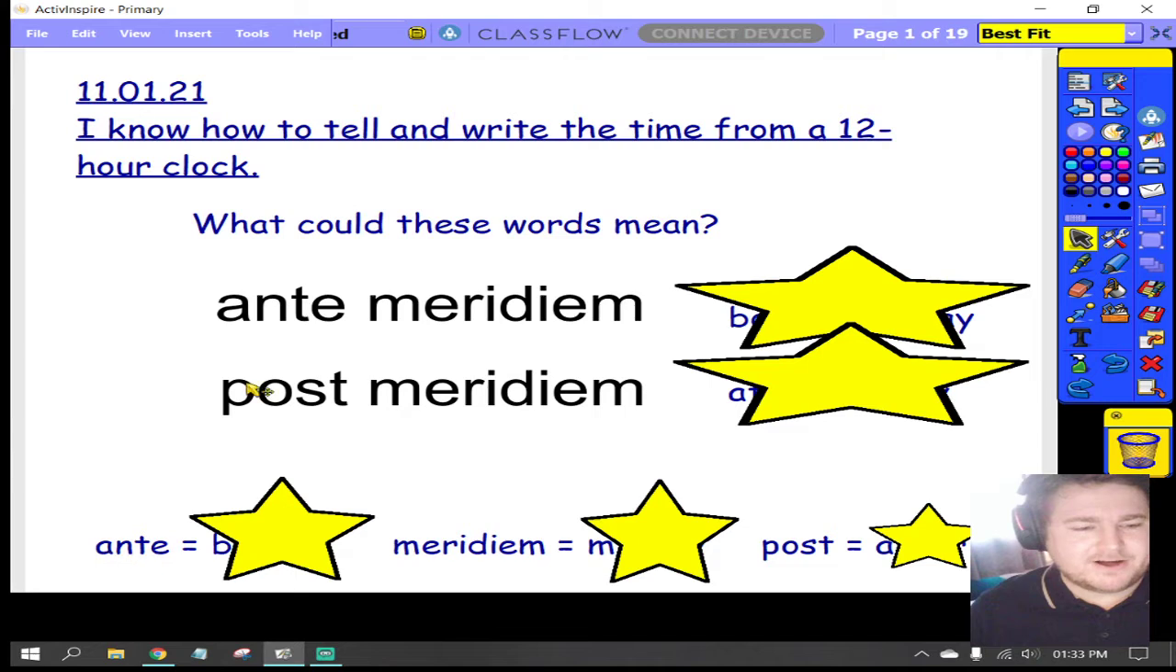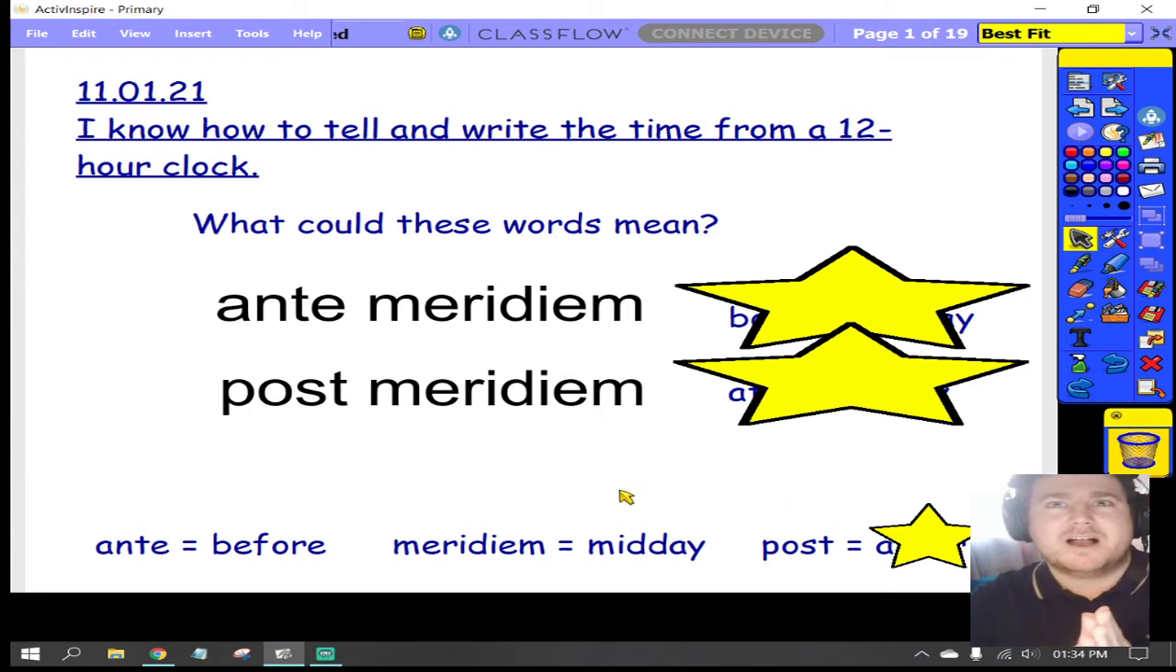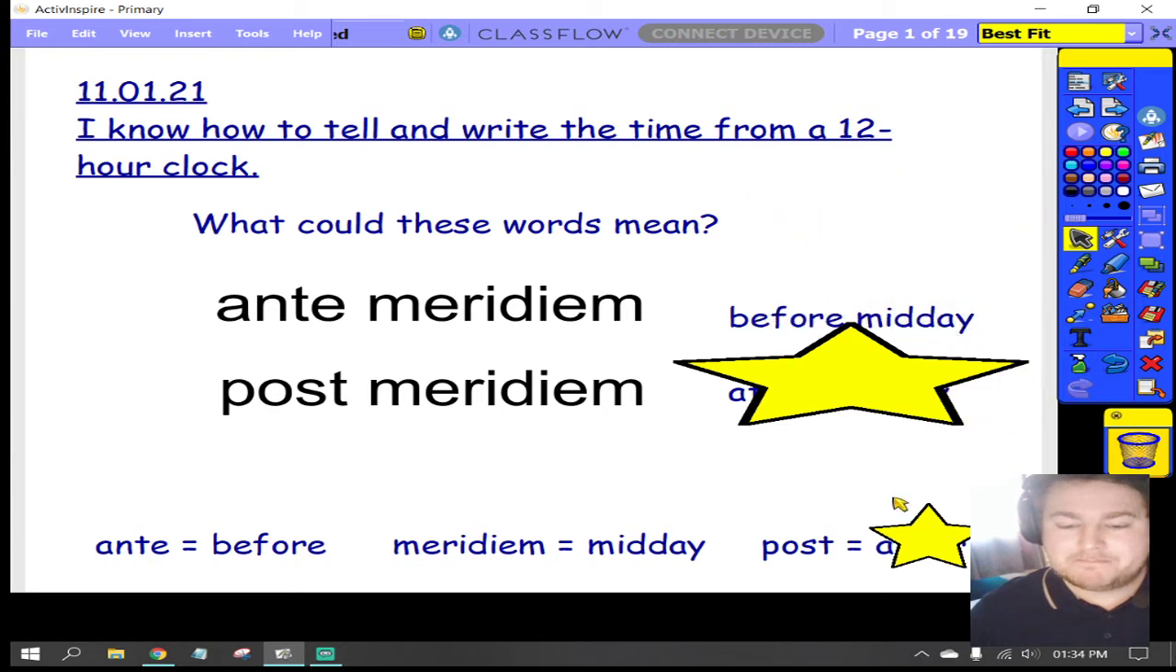Well, let's have a look at the meaning of ante. Let's look at this one right here. Ante. Oh, there's a B. This means before. This word here, ante, means before. Okay, before meridian. We need to work out what meridian is now. Okay, so meridian is midday. Midday is 12 o'clock. Almost like our lunchtime. Actually, we have lunchtime at 12:30, so it's a little bit later. But generally, lunchtime is at midday. Okay, so before midday. Interesting.